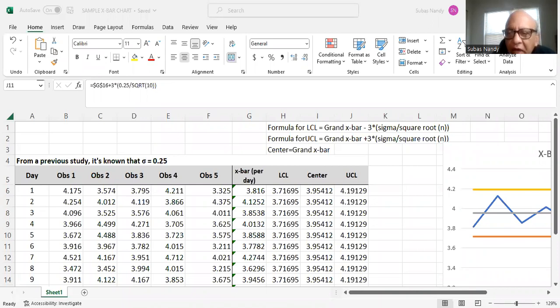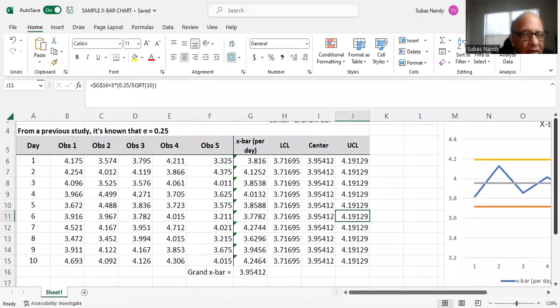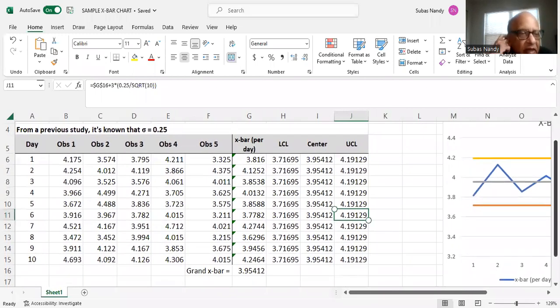Okay, so we have 10 days worth of data, as you will see over here. The first column is day: 1, 2, 3, 4, 5, 6, 7, 8, 9, 10 days worth of data. And we have taken 5 observations on each day under the column headings OBS 1, OBS 2, OBS 3, OBS 4, OBS 5. So I'm first calculating the X bar per day under column G.